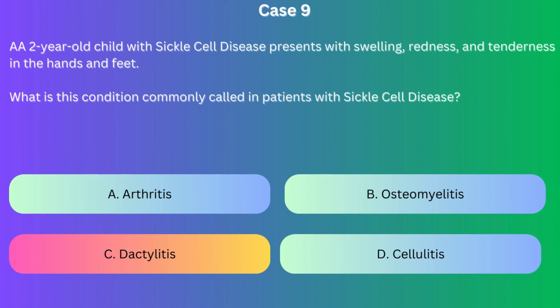Dactylitis, or hand-foot syndrome, is a common early manifestation of sickle cell disease in children. It occurs due to vaso-occlusive crisis in the small bones of the hands and feet, leading to pain, swelling, and inflammation. Dactylitis typically presents in young children with sickle cell disease and can be one of the first clinical signs of the disease. It's important to distinguish dactylitis from infections like osteomyelitis and cellulitis, which require different management approaches.